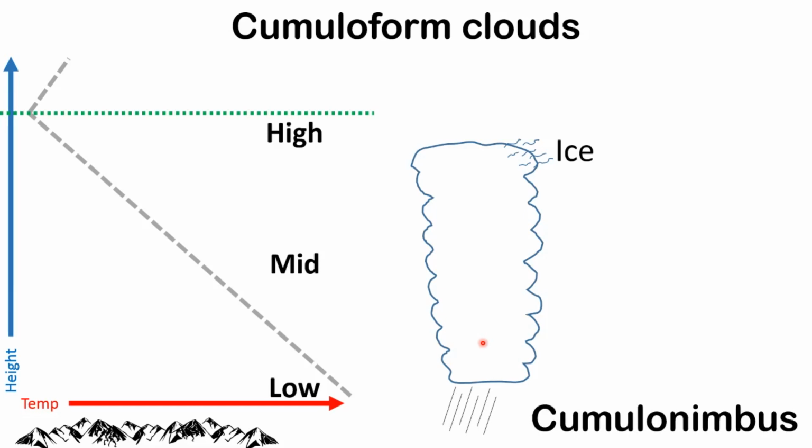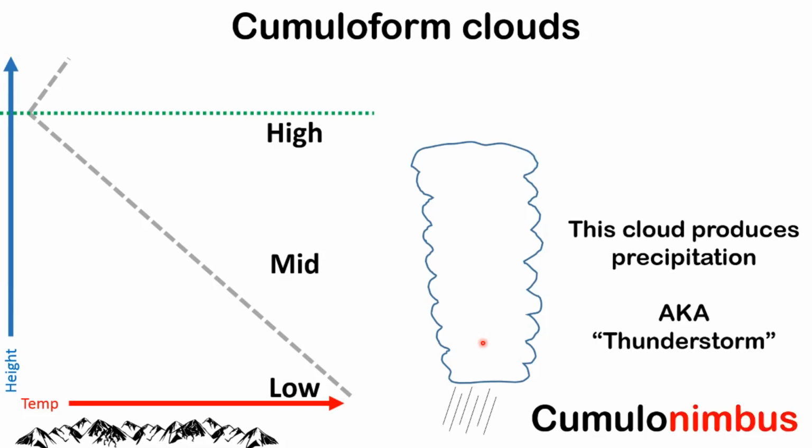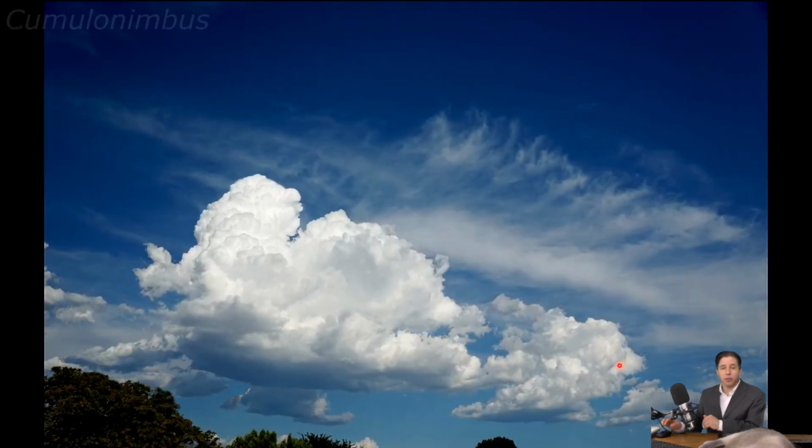Now, the nimbus means precipitation, and by precipitation it could be rain, it could be snow, it could be hail, it could be sleet, but anytime you have a puffy cloud that's producing precipitation, we're going to call it cumulonimbus. Commonly these are called thunderstorms, but it turns out you don't actually have to have thunder to have a cumulonimbus. So let's watch one of these being born.